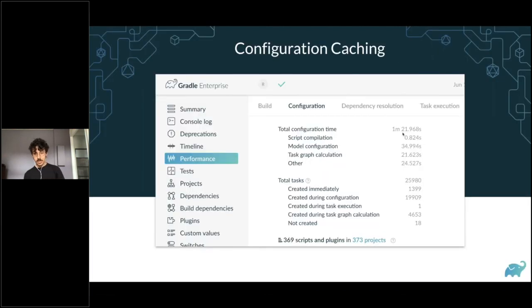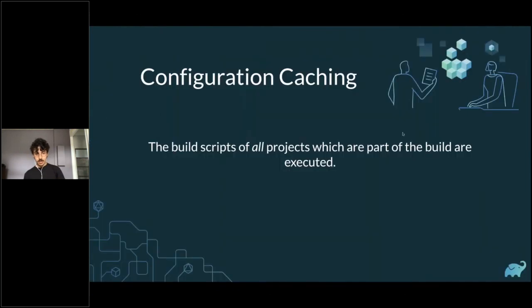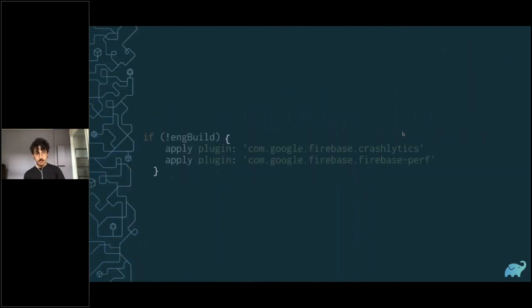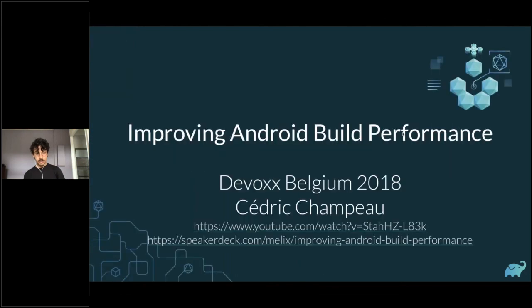The next one is configuration caching. If you have a build with a long configuration time, your build has to execute all the tasks for all the projects. Upcoming in Gradle, we're working on a feature to cache the configuration. So this will mean you don't have to do configuration time. I'm going to skip this part of the build. This is talking about how configuration caching works.